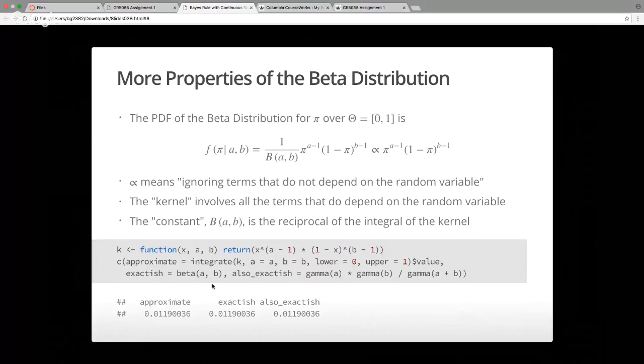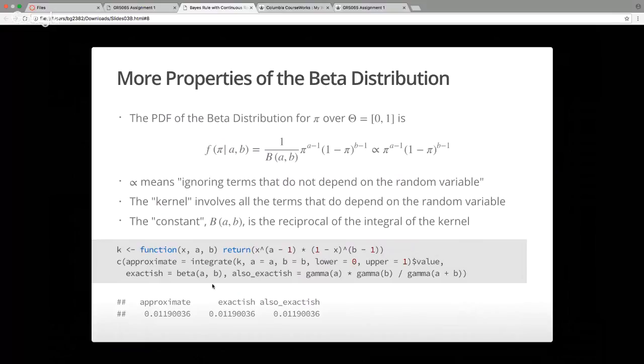R already has a function that will do that particular integral for you. It's called the beta function, and you get out exactly the same number. And you can write the beta function in terms of the gamma function that we were talking about last time, 3 ways to get whatever the integral of the kernel is. We'll call that capital beta. So whatever that integral is, 0.0119, if we then divide by 0.0119, then the total area under our prior PDF is going to be 1, making it a valid probability density function.